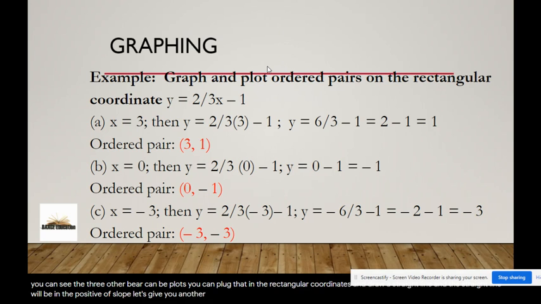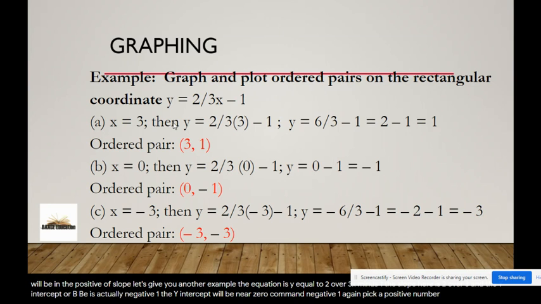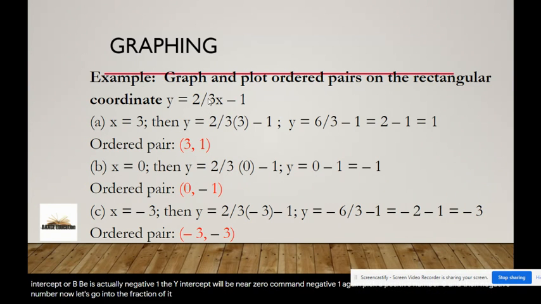Let's give you another example. The equation is y equals 2 over 3 x minus 1. The slope here is 2 over 3, and the y-intercept, or b, is negative 1. The y-intercept will be (0, -1). Again, pick a positive number, 0, and a negative number. Now let's go into the fraction of the slope. The slope is 2 over 3, so look at the denominator. The denominator is 3. So what kind of number can I pick for that?